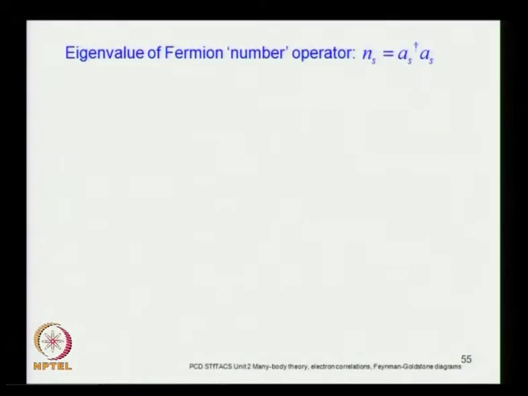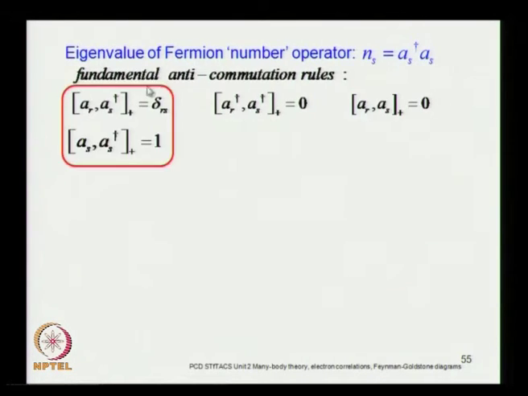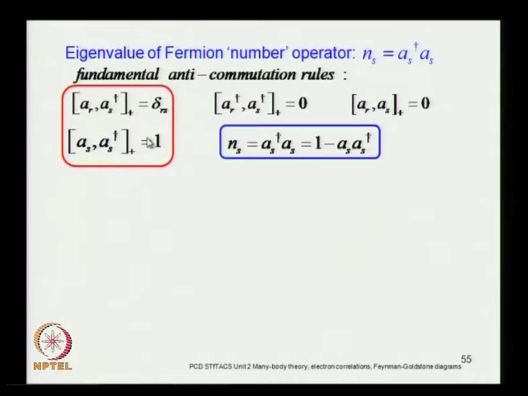So, likewise you can understand other properties of the number operator. These are the fundamental anti-commutation rules, and if you now have the same state, a_s and a_s dagger, then for r equal to s this will be equal to 1. So now if you write the operator a_s dagger a_s, what do you get from this expression? You get that a_s dagger a_s, which is the number operator, is 1 minus a_s a_s dagger, okay.